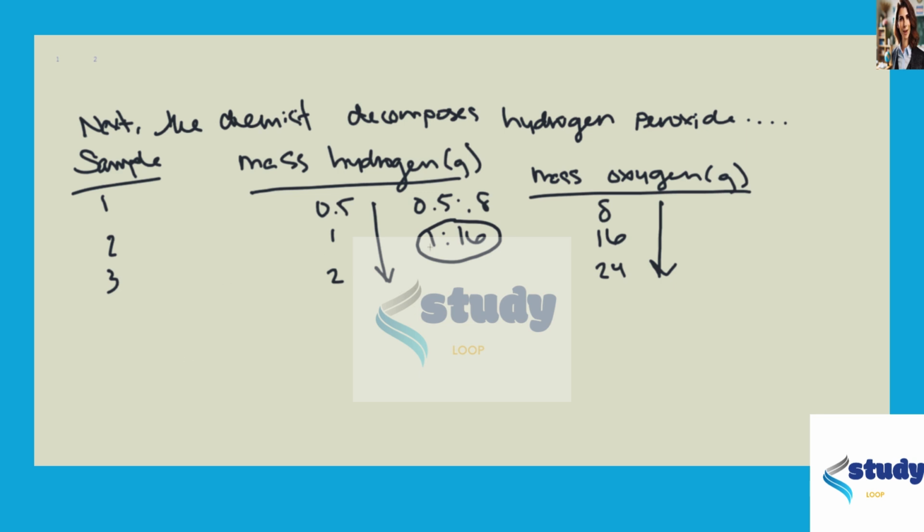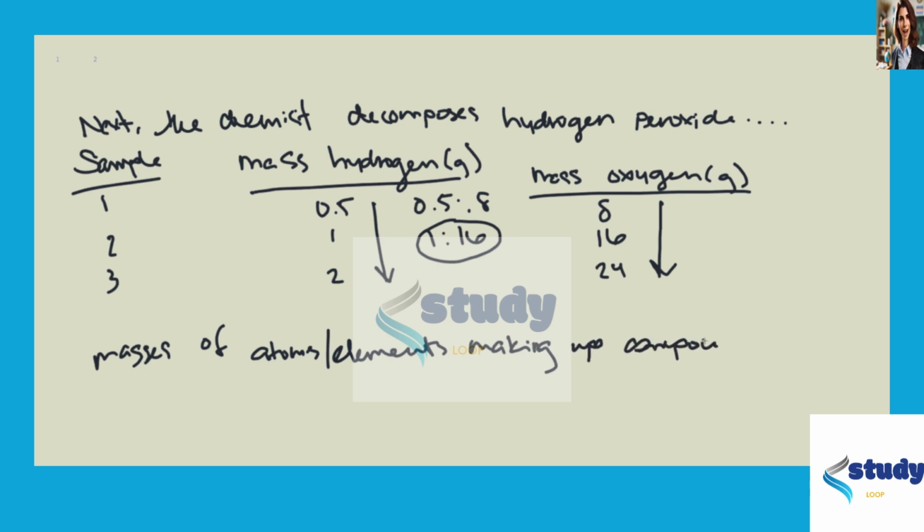So this is the same in both of these decomposition reactions, where no matter what sample you have of either carbon monoxide or hydrogen peroxide, the masses of atoms or elements making up these compounds exist in constant ratios.